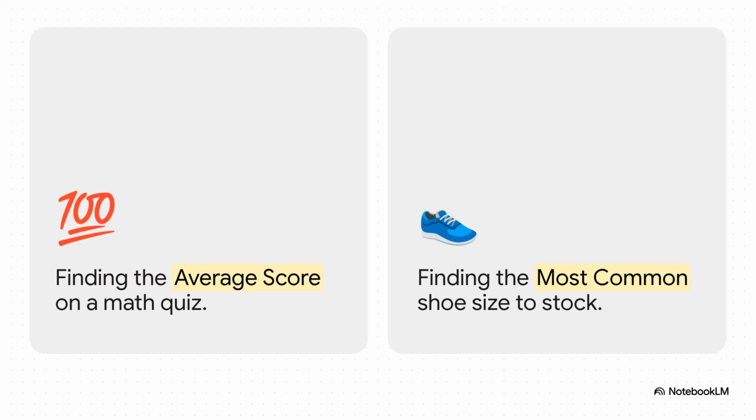And this comparison brilliantly illustrates exactly why we have different tools for different jobs. Finding an abstract, smoothed-out metric like an average math quiz score totally requires the mean. But imagine you are managing a shoe store. If you calculated the mean of your customers' shoe sizes, you'd get something ridiculous like size 8.37. Good luck ordering that. A shoe store absolutely needs the mode. They need to know the most common, actual shoe size to stock up on.